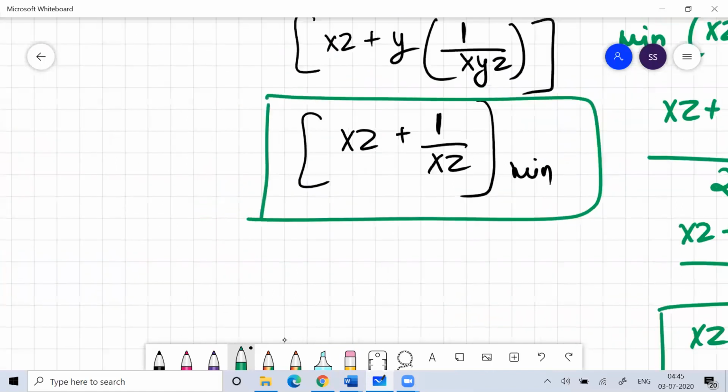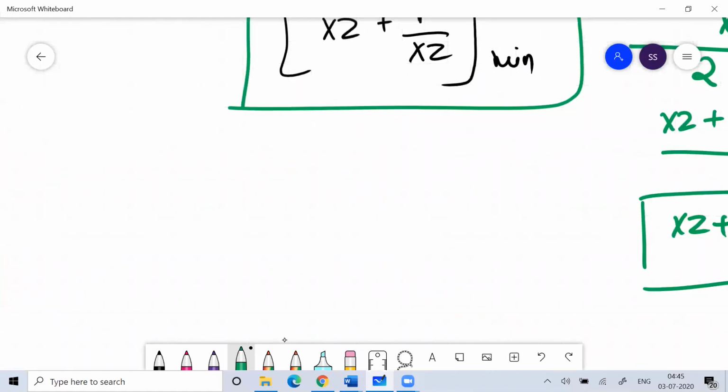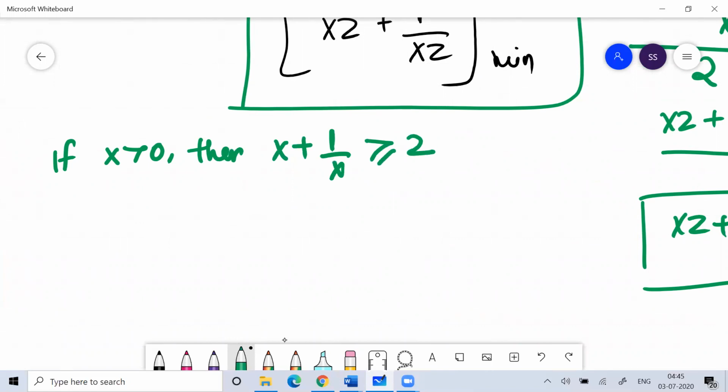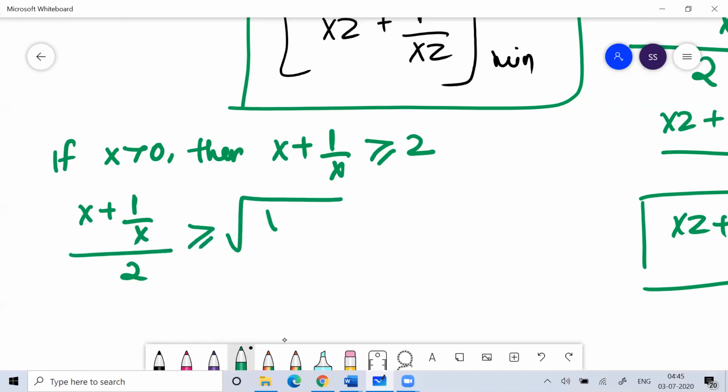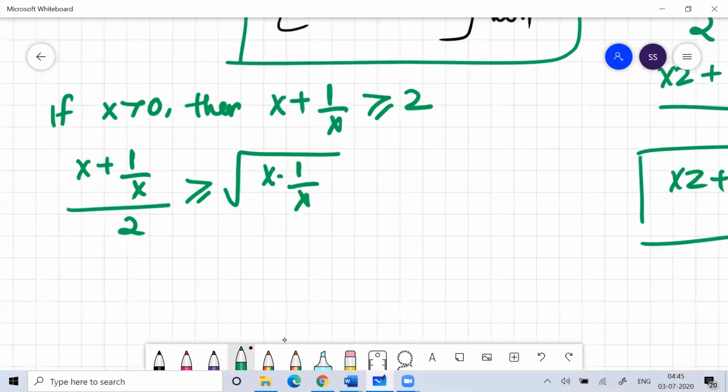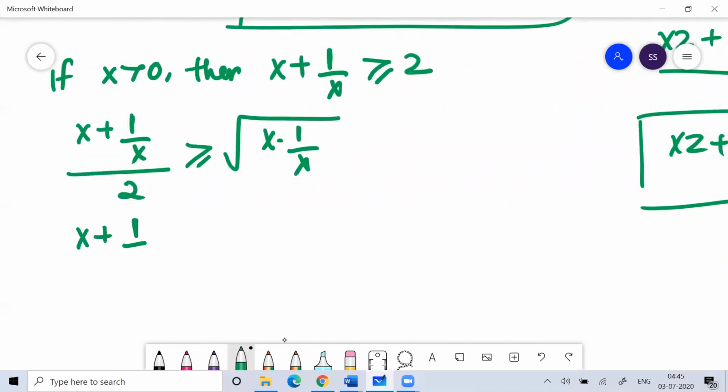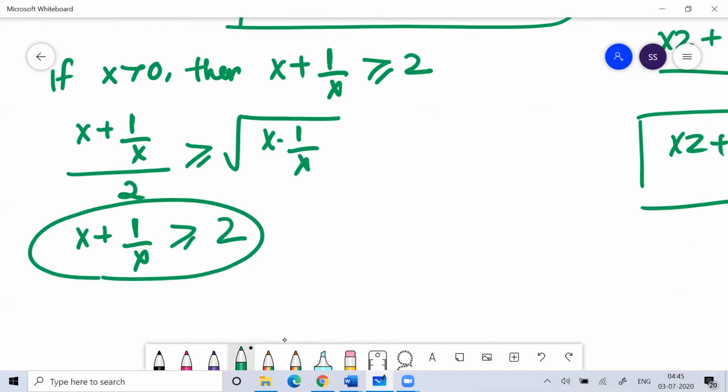It's the same concept I use. So if x is greater than 0, then x plus 1 by x would be either equal to 2 or more than 2. How to prove this? x plus 1 by x divided by 2, the arithmetic mean, would be greater than or equal to the geometric mean. So that means x plus 1 by x is greater than or equal to 2. Clear, right?